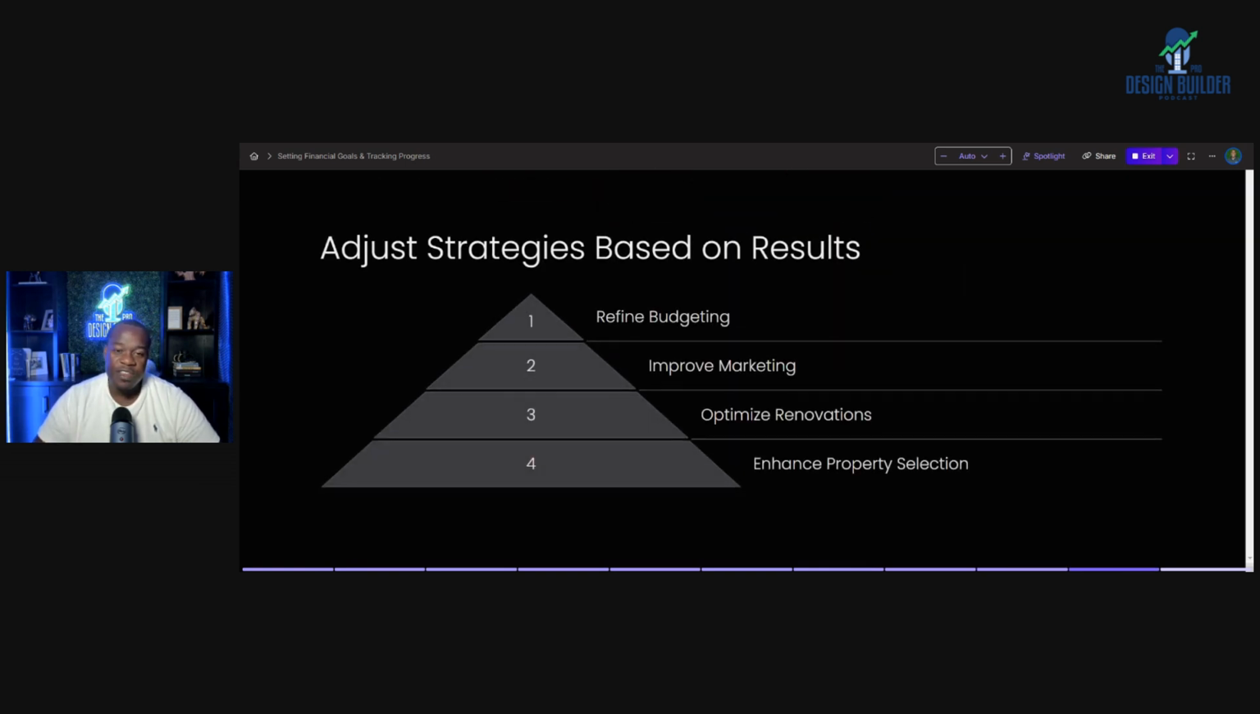Adjust strategies based on results. Refine budget, improve marketing, optimize renovation and workflow, and enhance property selection. All right. So this is a pyramid. And as long as you're streamlining this particular process, you can get in and out of flips fairly quickly.